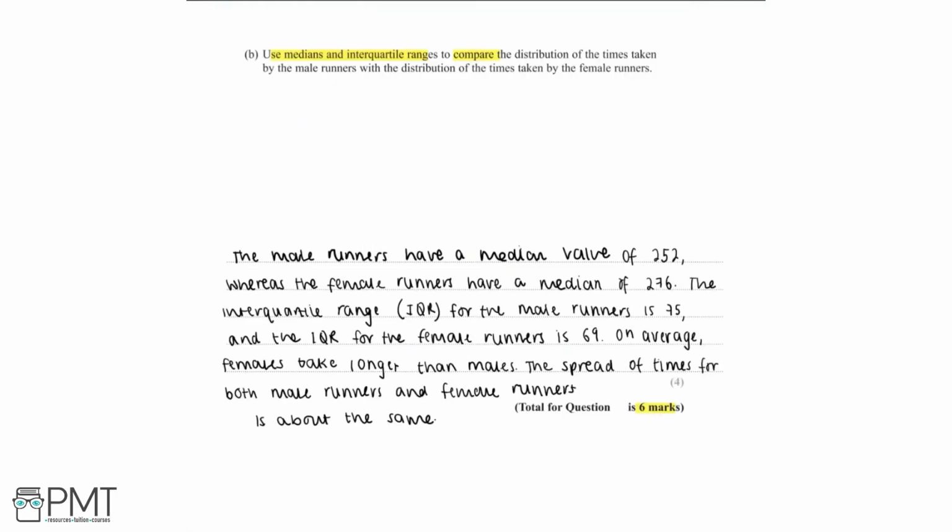Now in part B, we get 1 mark for identifying the median value for the male and female runners. We get the second mark for identifying the interquartile range for the male and female runners. We get the third mark for a statement saying that on average the females took longer than the males. And we get the fourth mark for identifying that the spread of times for both male and female runners is roughly the same. And so we've now achieved the full 6 marks needed in this question.